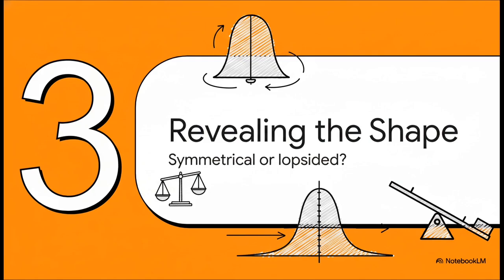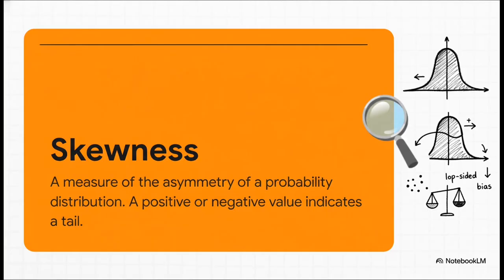Is it a nice symmetrical bell curve, or does it have a long tail that's stretching out to one side or the other? This is where a number called skewness comes in. It's a single value that tells us just how lopsided our distribution is. So a positive skew, which our sample data has, means there's a tail of really high values pulling the mean off to the right. A negative skew would mean the opposite, a tail of low values pulling it left. It's basically a quick check for any bias in our data set.